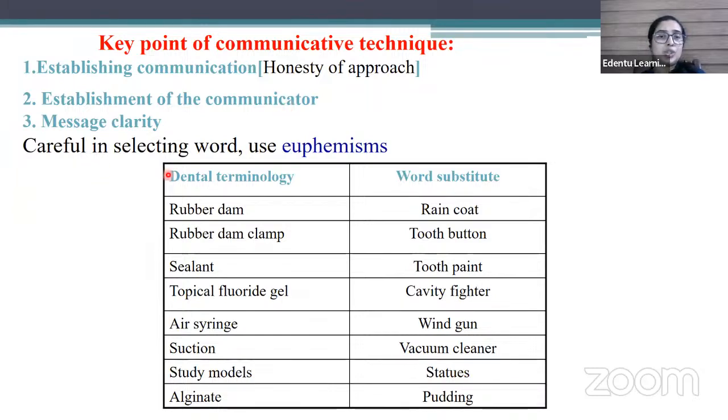Then talking about the euphemisms. So this was a very important question. Though we are giving importance to long essays, if you just study a long essay properly, one particular help that you're going to get is that you will automatically cover the short essays as well. So euphemisms is a very commonly asked question, wherein you are using a substitute for all of these dental terminologies. As an example, I could tell that rubber dam is called a raincoat, or the rubber dam clamp is called a tooth button, or alginate is called a pudding, etc.